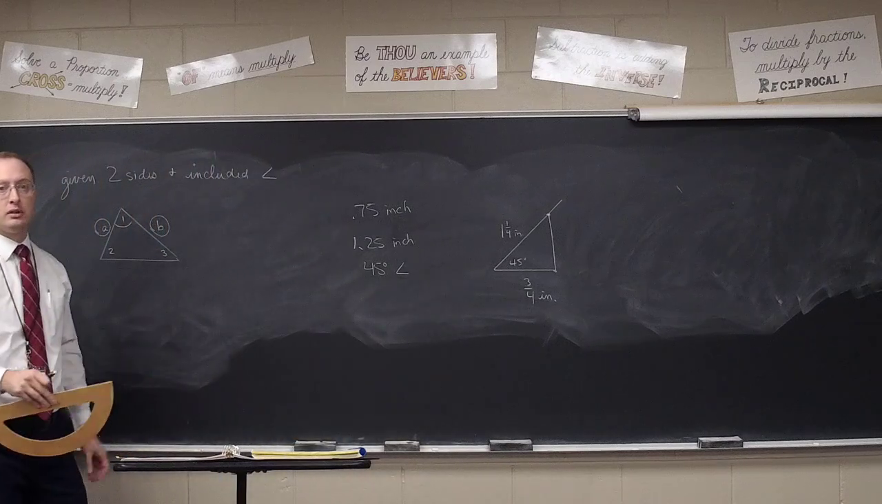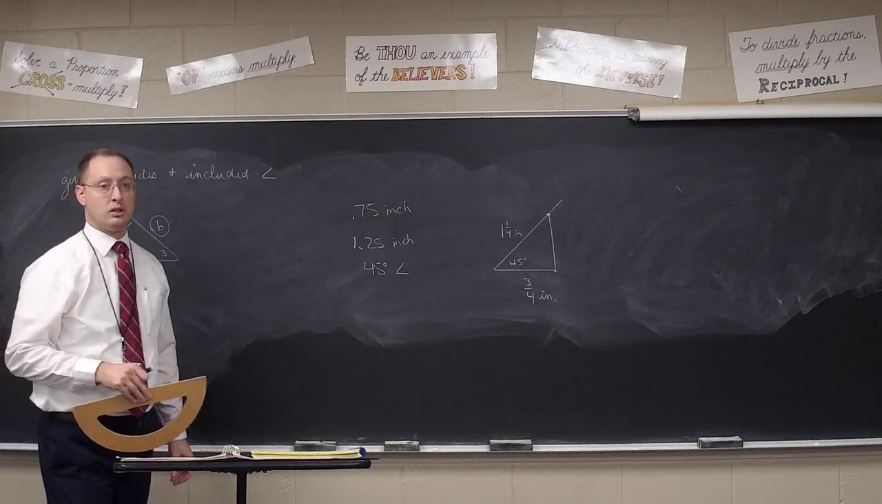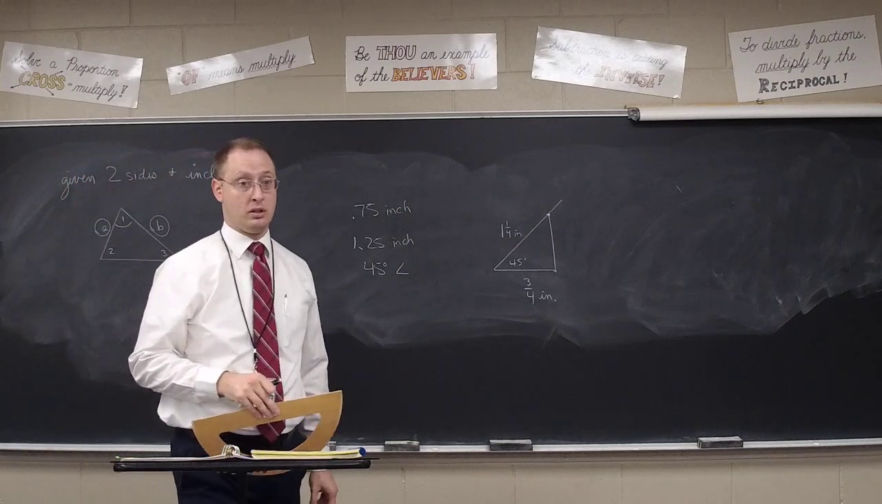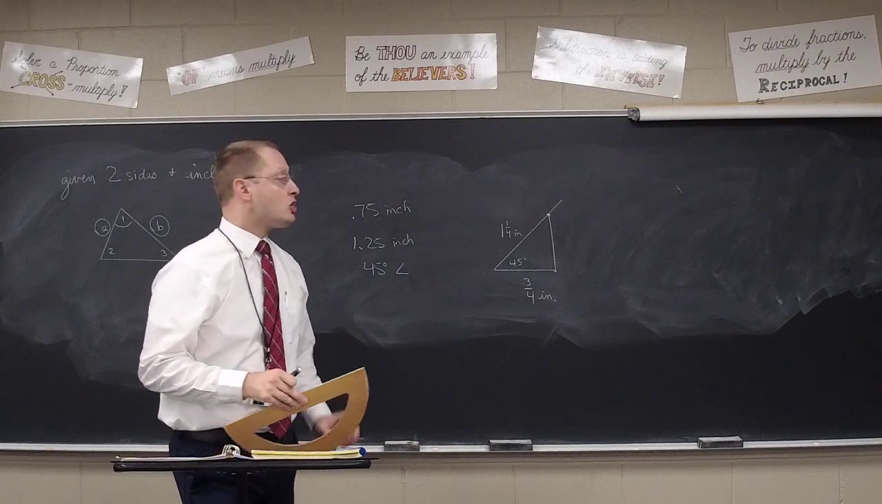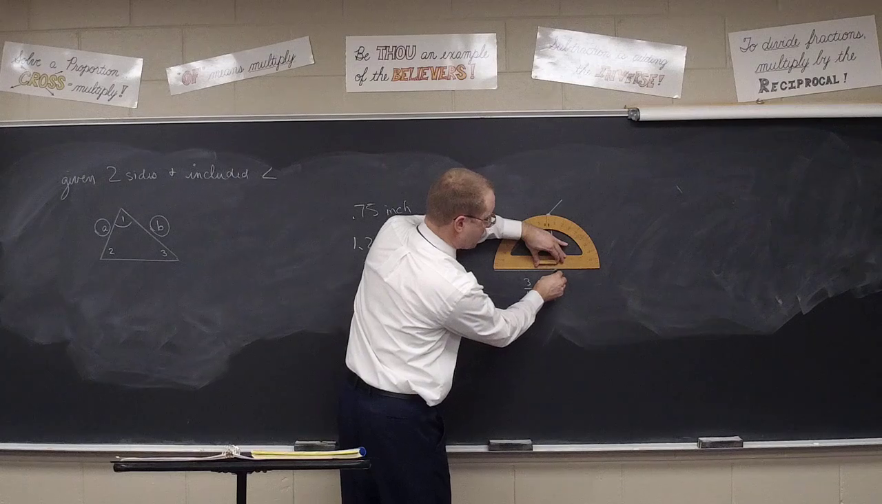Yes, sir? When we're measuring with our inches on our protractor, are we supposed to put the inch mark on the vertex? So you would start with the 0, right? On your ruler, you'd start with the 0 and you'd measure 3/4 of an inch, right?